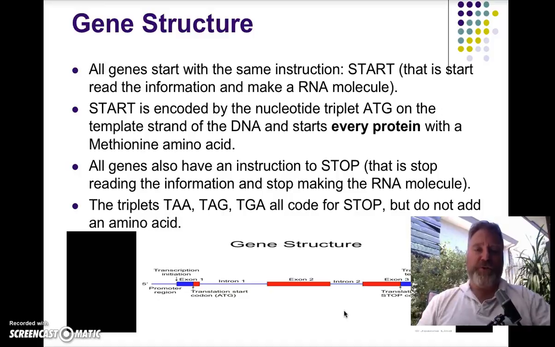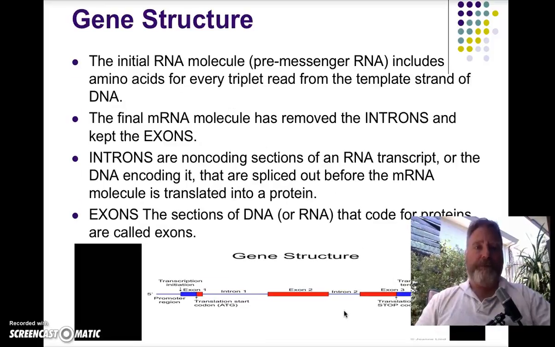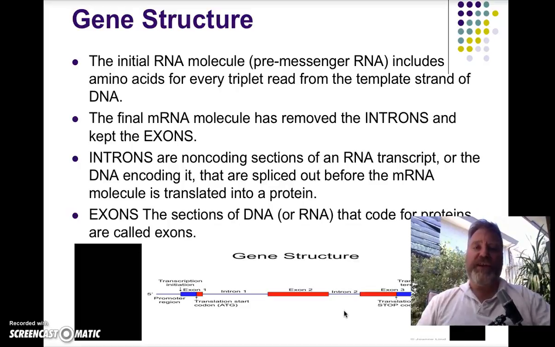Genes also have an instruction to stop, so stop reading and stop making the RNA. The ATG on template DNA creates methionine and start, but the TAA, TAG and TGA, the triplets found in template DNA, all code for stop, but they don't add an amino acid. And that's an important distinction. The initial RNA molecule, the pre-messenger RNA, includes amino acids for every triplet that's been read from the template strand. The final messenger RNA has removed the introns and kept the exons.